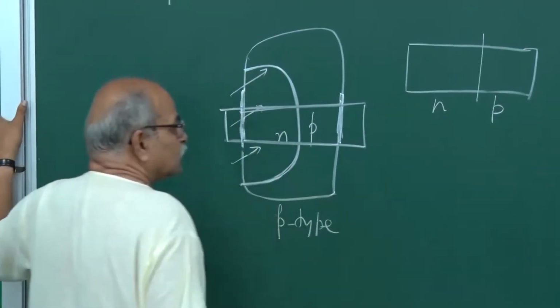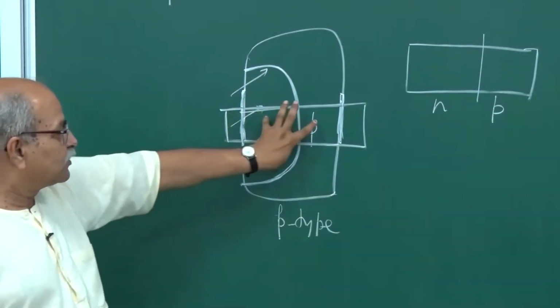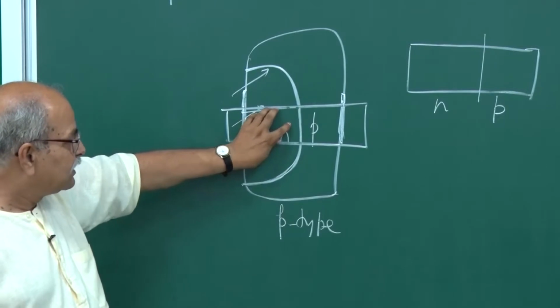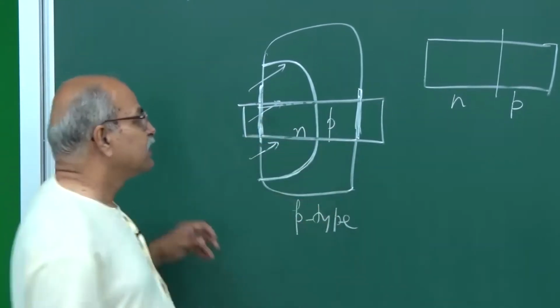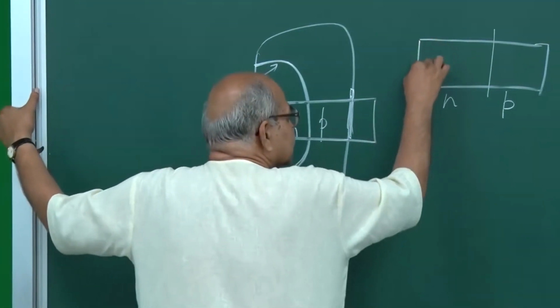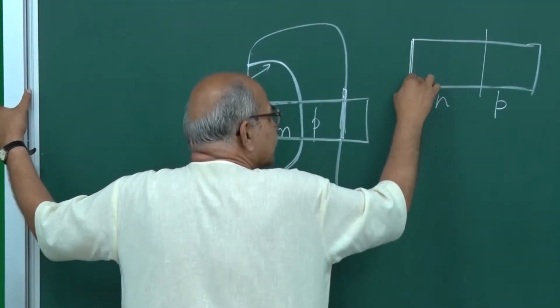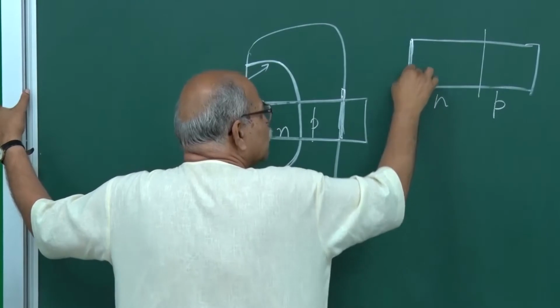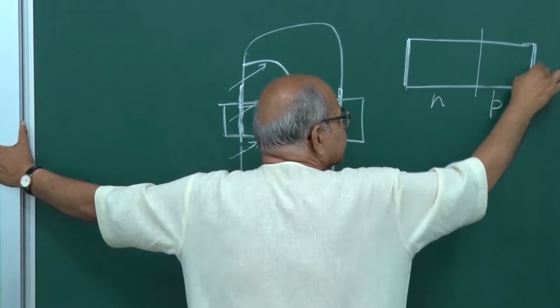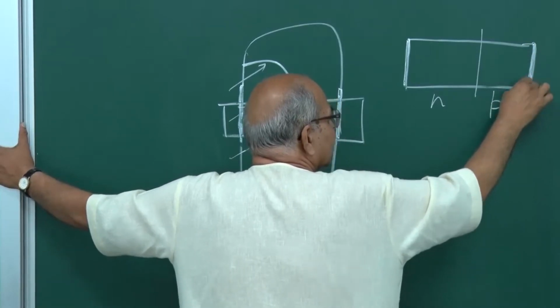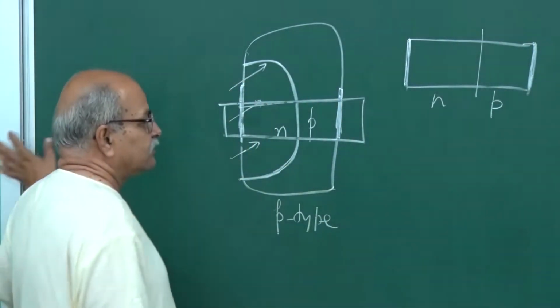So, what I will be actually showing is this portion, this is n-type, this is p-type, here is the junction, here is the metallic contact, here is the metallic contact. So, I represent this as a metallic contact. You will assume that you have a metallic contact here, you have a metallic contact here. So, this is the situation.